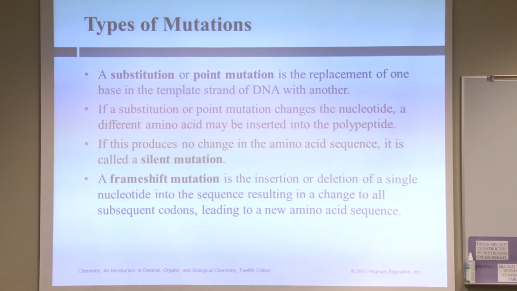In a frame shift mutation, there is the insertion or deletion of a single nucleotide into the sequence, resulting in a change to all subsequent codons. So codons are triplets. So we are coding 3, 3, 3, 3. If you take one out, then you are completely changing the codons that follow. Or if you're adding a new nucleotide into the sequence, you're again changing the composition of the codons. So that is a frame shift mutation.